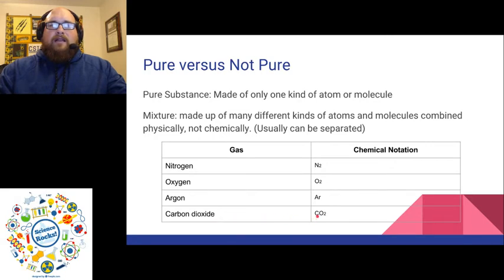So then our final example, we have carbon dioxide. Carbon dioxide is CO2. Okay, so now we have a couple of different chemical symbols. See how we have two different capital letters? We have a capital C and a capital O. We also have that 2. So which one do we have 2 of?